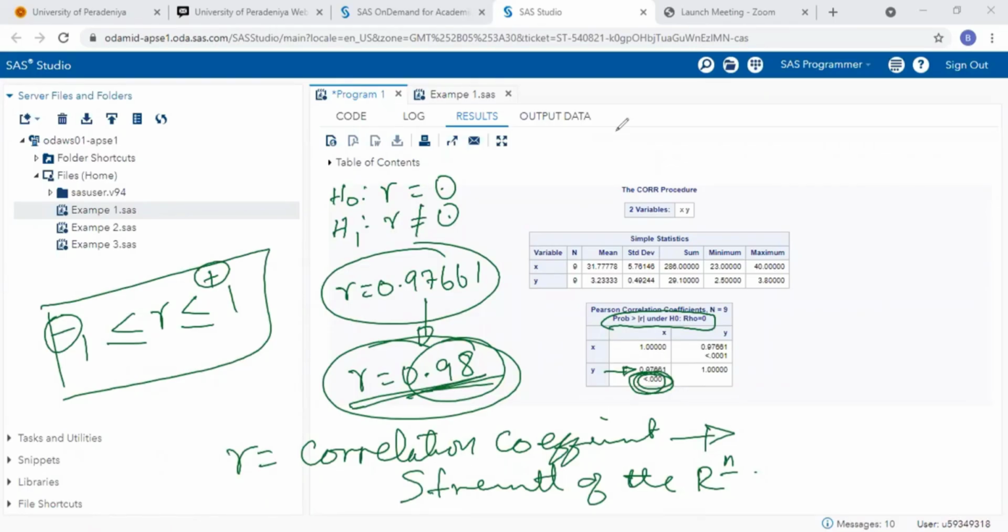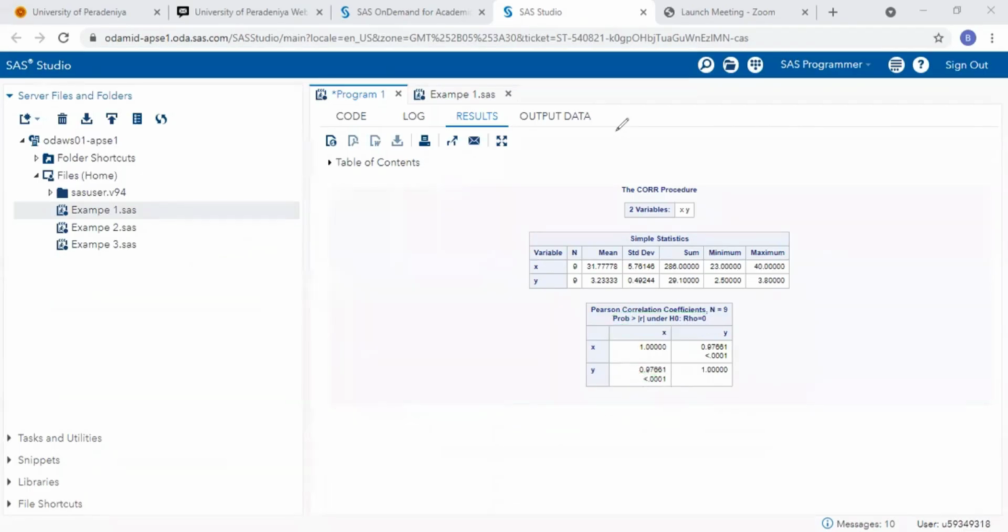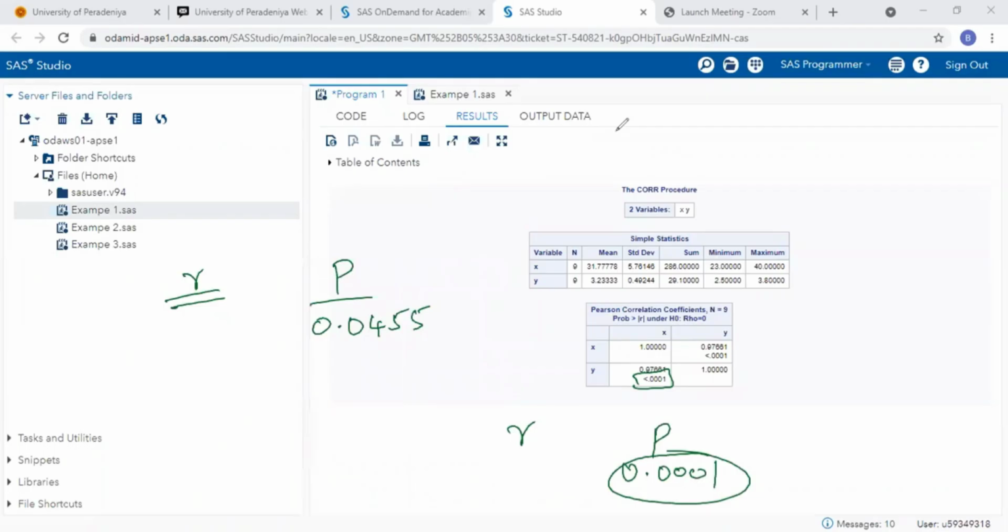Look here. I will just erase it. Here the p-value for R is 0.0001, even less than that. Now in another case, for R, I have a p-value of, let's say, 0.0455, something like this. Here the p-value is very low. Here the p-value is closer to alpha.